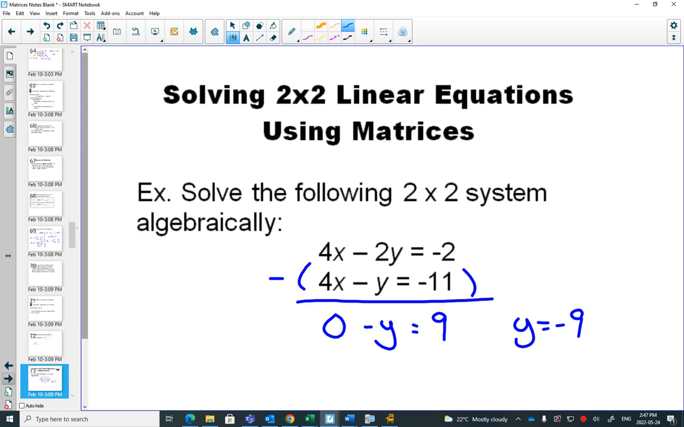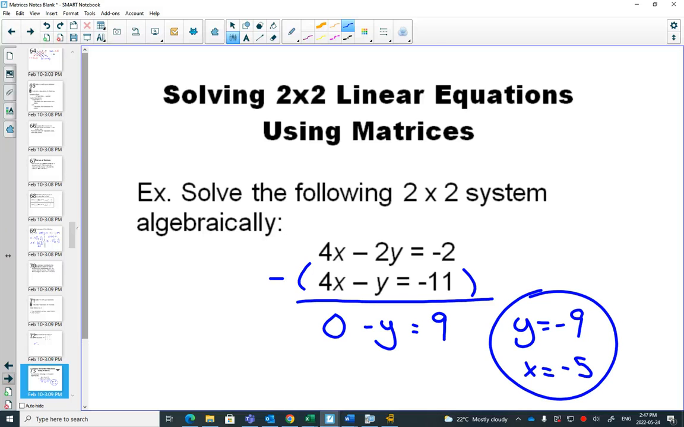And once I know that y is equal to negative 9, I can plug it into either of these equations and solve for x. And it looks like x is equal to negative 5. Does that work? Negative 20 plus 18, yes. Negative 20 plus 9, yes. So our old system works really well for solving for this.